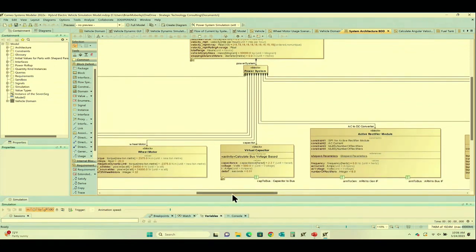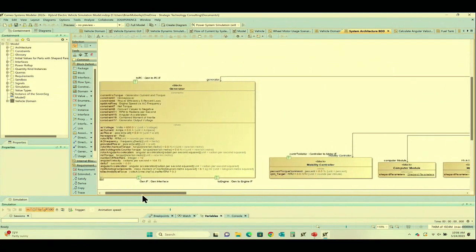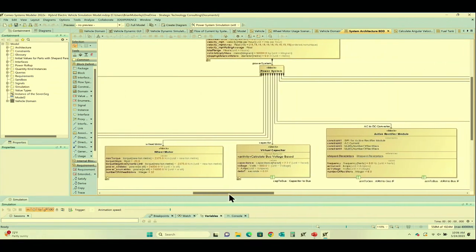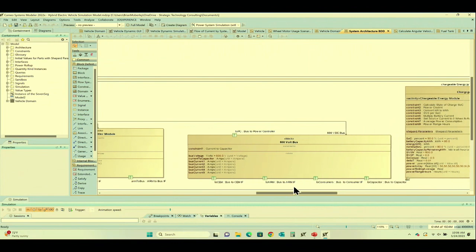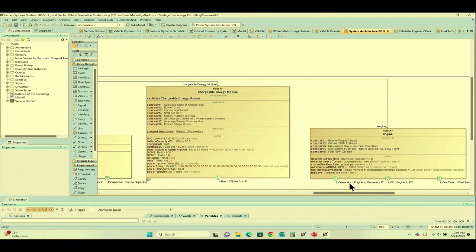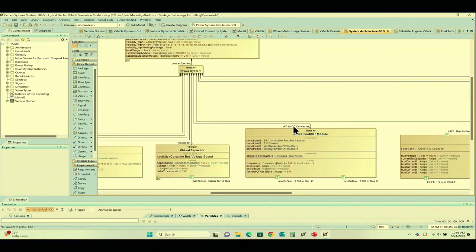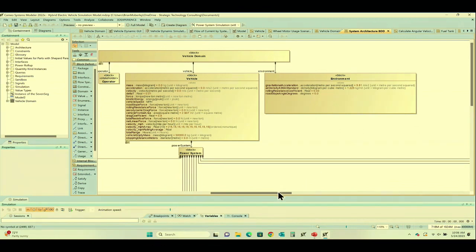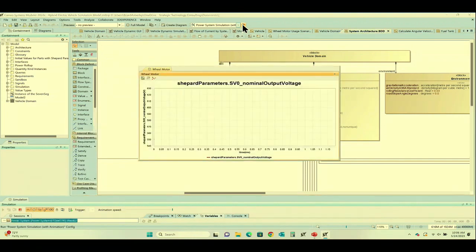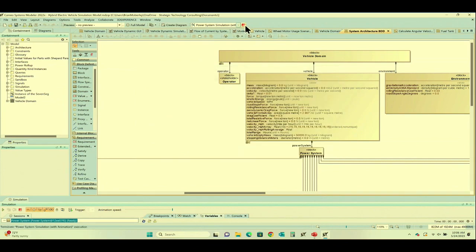But just so you know, there are various aspects of that, such as a generator, an engine, wheel motors, capacitors, and a 600-volt bus in this case. So a lot of different things, and we'll step through each of those. But without further ado, I'll go ahead and run a simulation to show you what the whole purpose of this was. I will do that in a silent mode, and we will talk a little bit about performing simulations with animations on versus running those without animations.